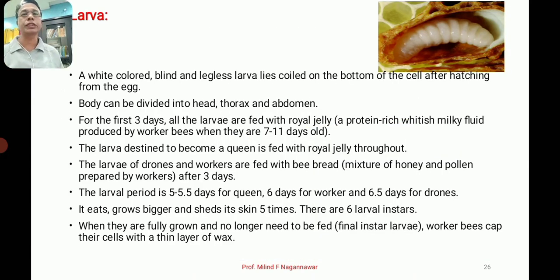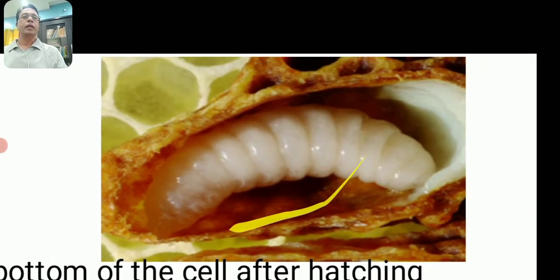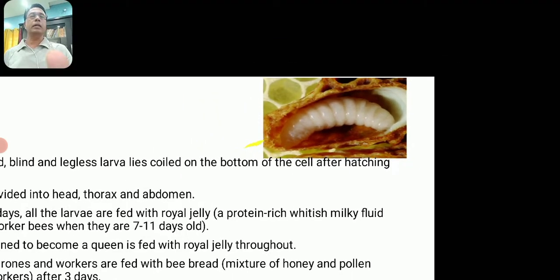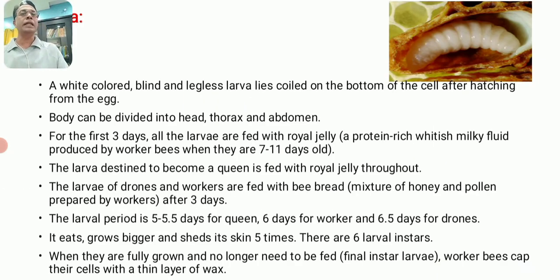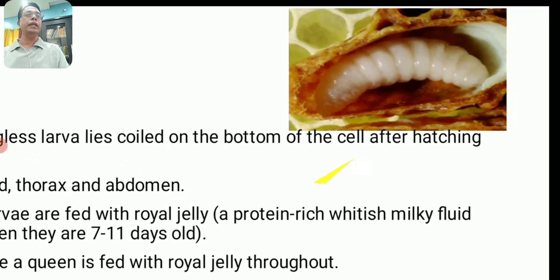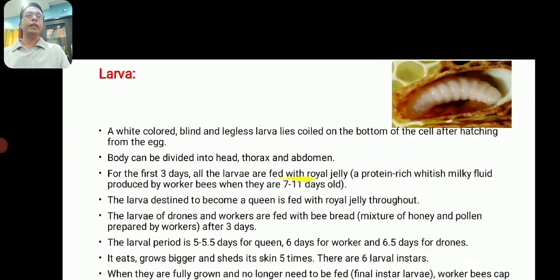Now the next is the larva. See, this is the larva. The larva is white colored. They are legless, blind, and coiled, present on the bottom of the cell.